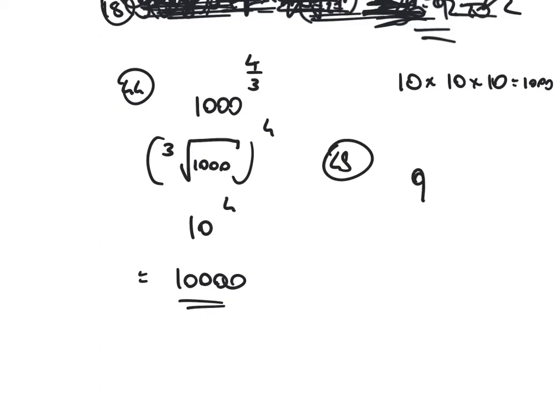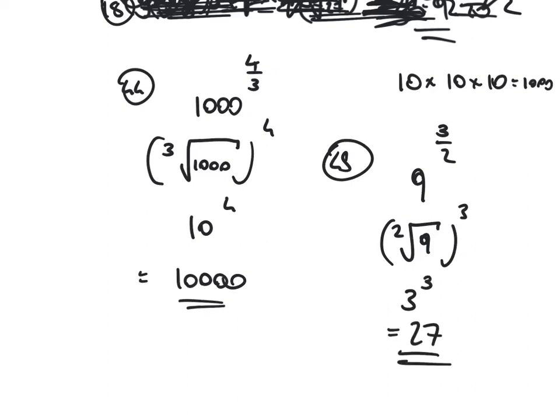This time we're going to go for 9 to the power 3/2. So that is the square root of 9 cubed. Square root of 9 is 3, since 3 times 3 is 9. 3 cubed is 3 times 3 times 3, and that's 27.